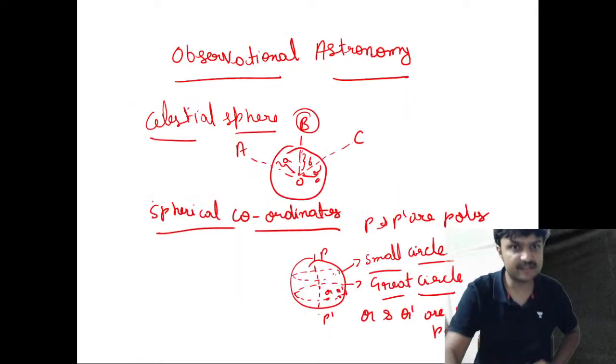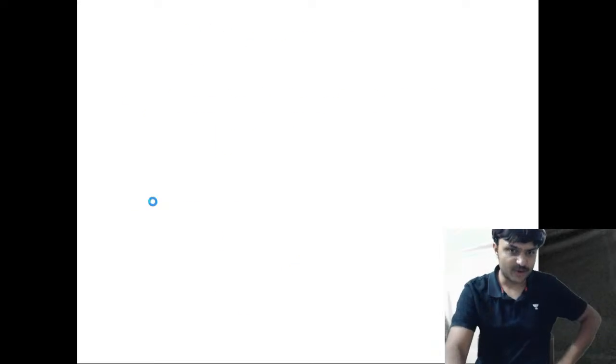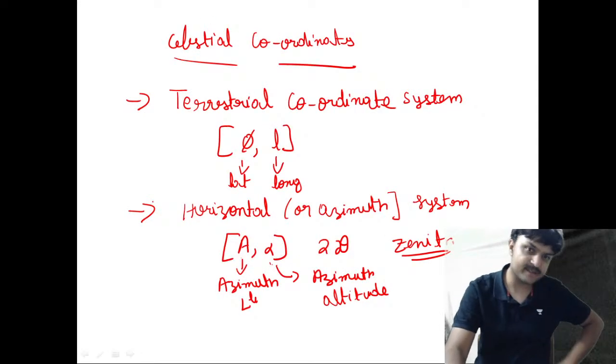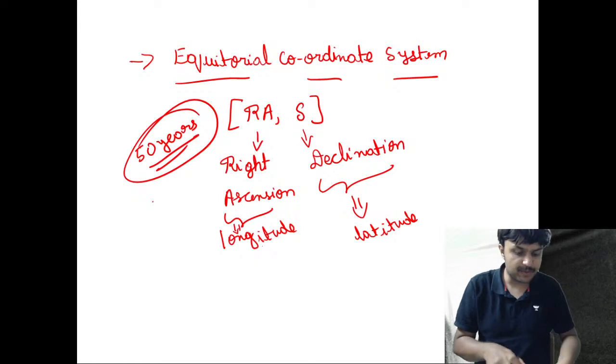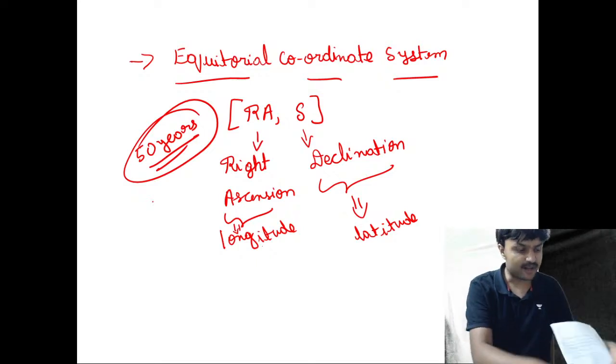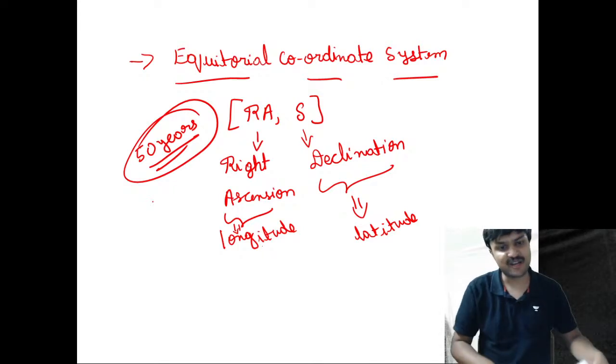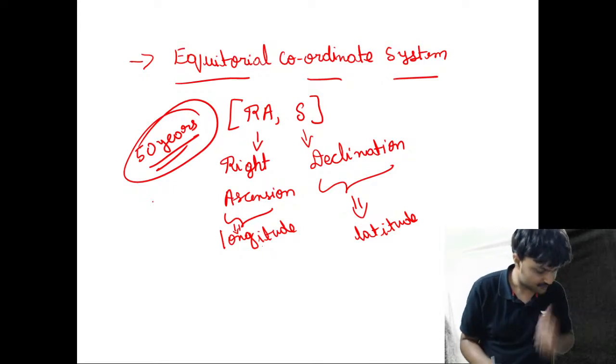So we started with observational, spherical coordinates, the terrestrial coordinate system, the horizontal system, and the equatorial coordinate system, which is the most popular and most widely used coordinate system. There are a couple more coordinate systems which I would like to introduce you to.